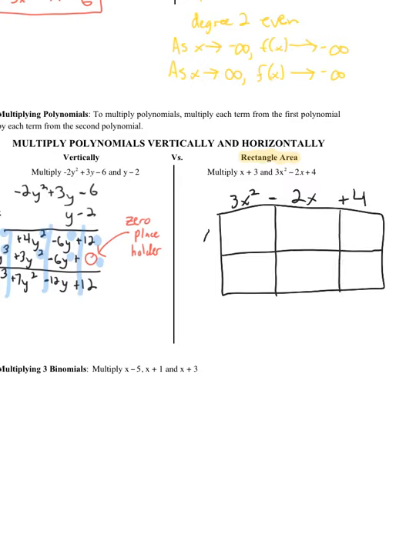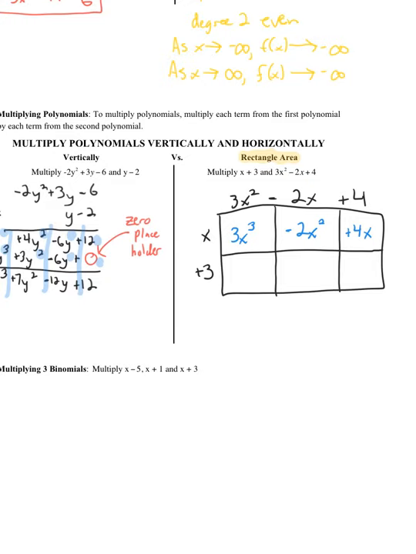And on the other side, x plus 3. It doesn't matter which side, which numbers go on the box, but now I'm just multiplying the terms across. 3x squared times x, that's 3x cubed. X times -2x is -2x squared. X times 4 is positive 4x.